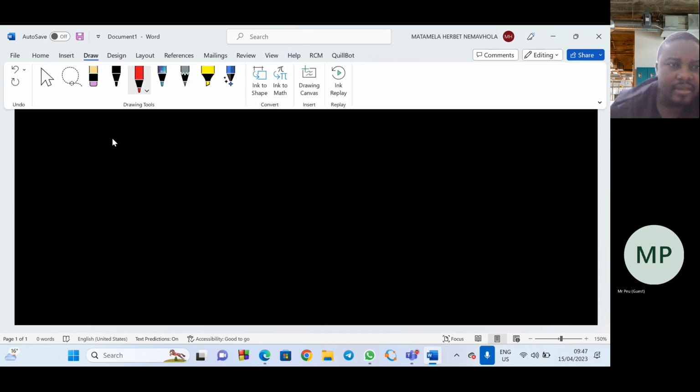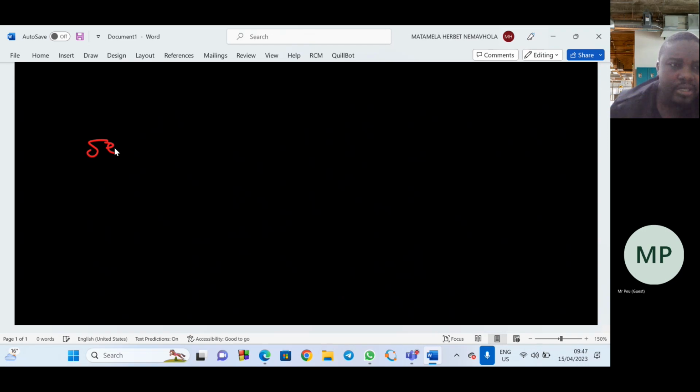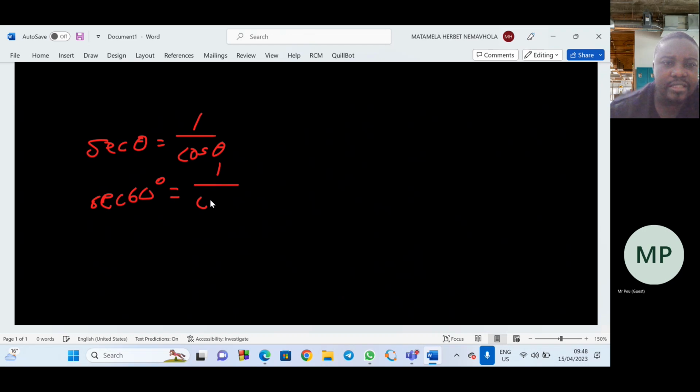Remember sec. I'm going to show you with sec. Sec of theta is equal to 1 over cos theta. So now when it's 1 over cos theta, if I have to find sec 60 degrees, this is going to be 1 over what? 1 over cos what? Cos 60. You see that? You understand this part?